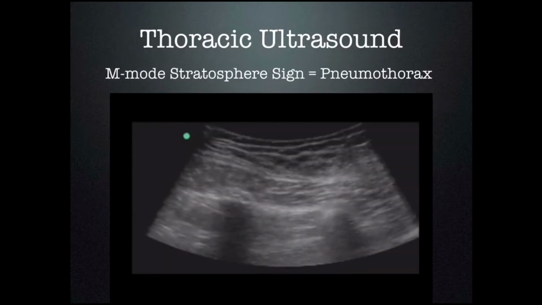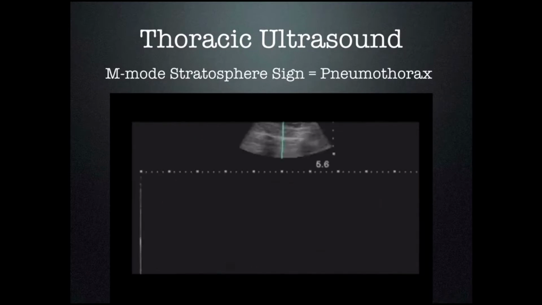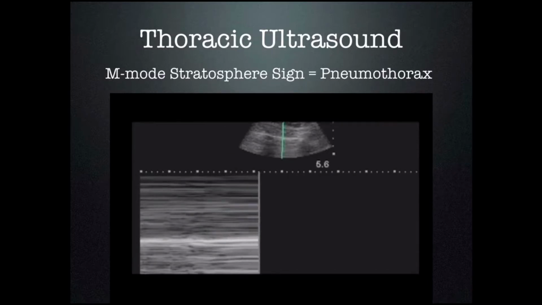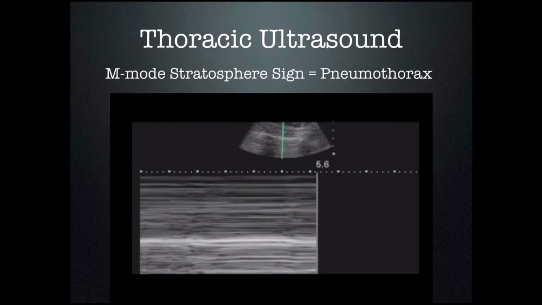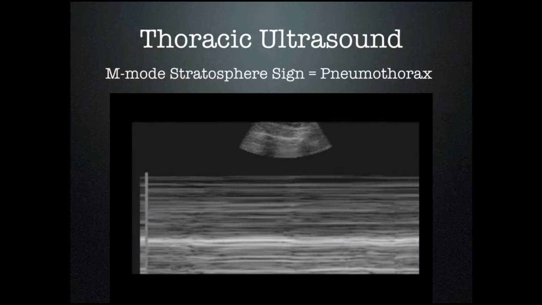Here, we look at the pleural surface, and it appears that there is no sliding. So we put our M-mode line through there, and we do not see any sandy beach. We just see waves. It looks very much like that barcode sign we were talking about before, and this is what a pneumothorax looks like on M-mode.